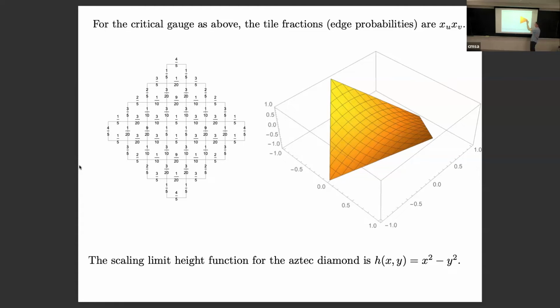However, it's not always a harmonic function. This is just a particularly simple case. But there is a certain PDE that the height function satisfies, which happens to be satisfied by this one in this particular situation. So the mystery here is that for some reason for the Aztec Diamond, the critical gauge is rational, but we're not looking a gift horse in the mouth here. We're just going to go with that, and we get the solution here.